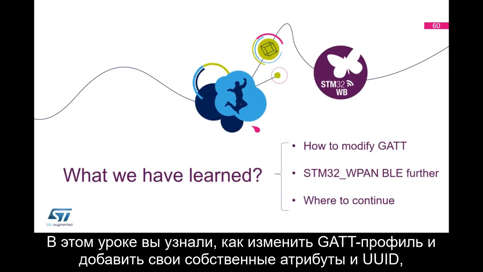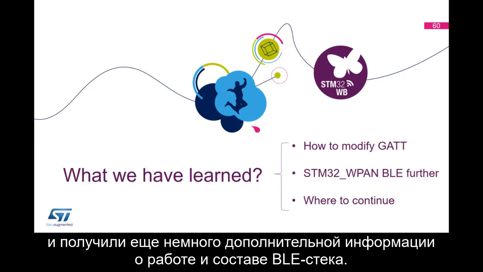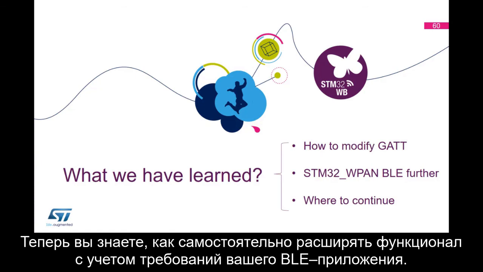So hopefully after this section you've now learned how to modify a GATT to set your own attributes up, set your unique IDs up. You've seen a bit more information about our BLE stack and what else is included in our BLE stack, and you now know where you can go and add extra things yourself to do what you want to do based on your application.